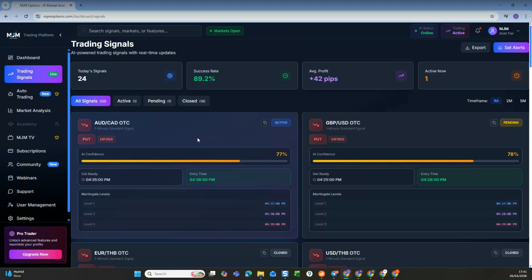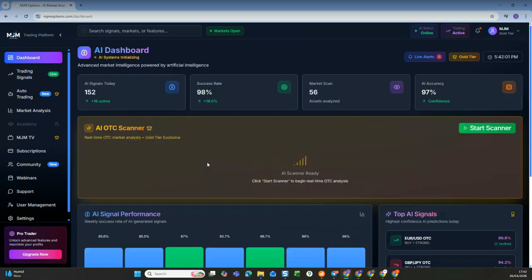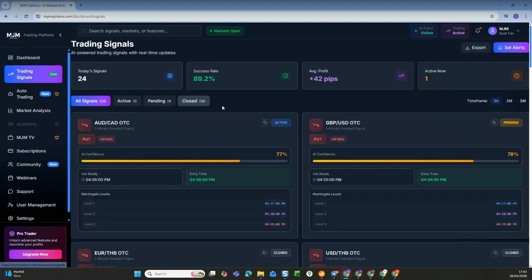We can take signals from the AI dashboard. You can also take signals from the trading signals. We have the active, pending, and closed signals. We come to the ones that are pending. When you click the pending ones, this is where you can look to take a signal from.